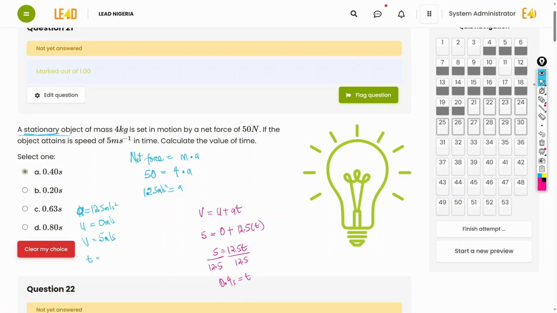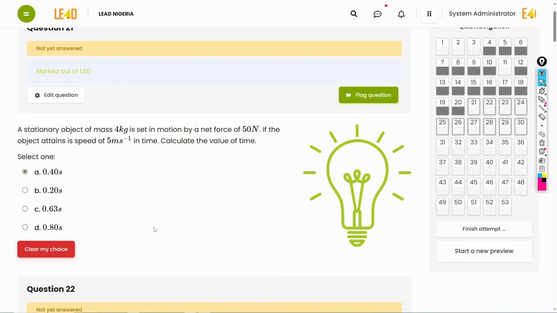All right. So we are going to use our equation of motion, of course, but we need the acceleration. So we had to go back and use F is equal to ma to find the acceleration first, and then we could now solve using our equation of motion for time. All right, that's question 21.